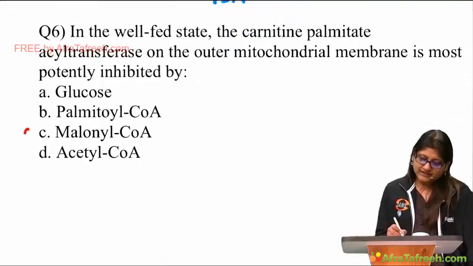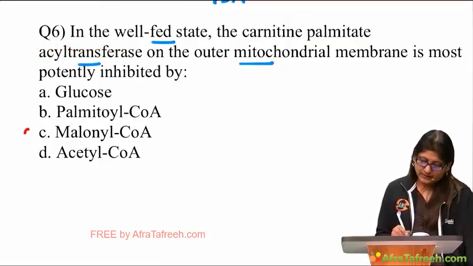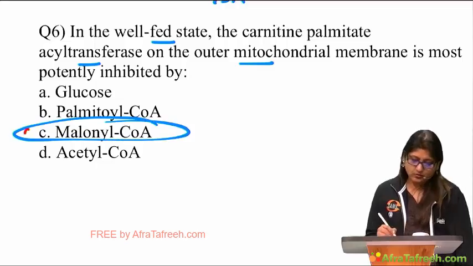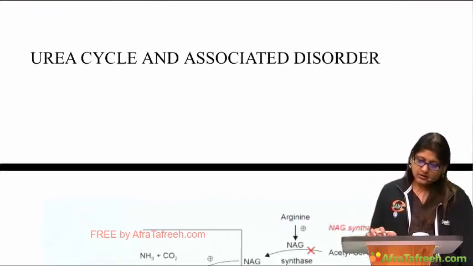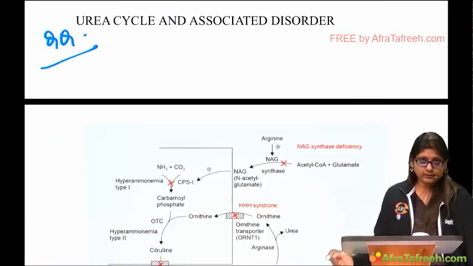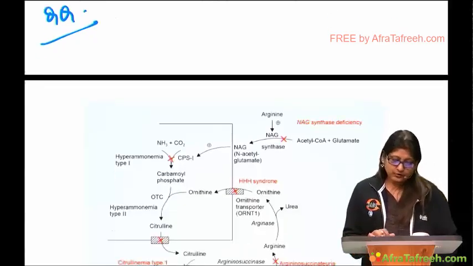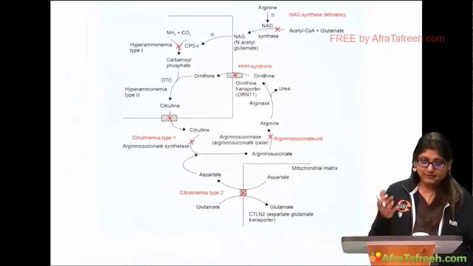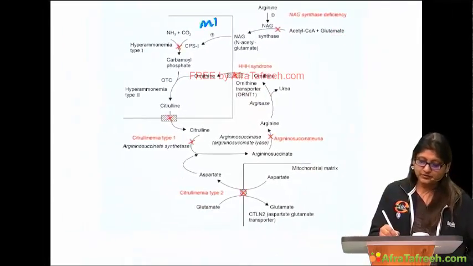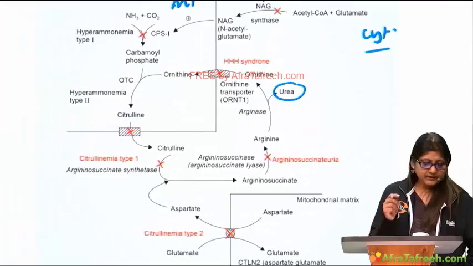In the well-fed state, the carnitine palmitoyl acyl transferase on the outer membrane, this I have already told you, is inhibited by malonyl-CoA. Yes. Now coming to an important aspect, the urea cycle. A very, very important pathway which you must revise before going to the exam. So the urea cycle is this. Everybody knows that part of the mitochondria and part of the cytosol is involved. It's a multi-step process. And you can see the urea formation here. Read this pathway.